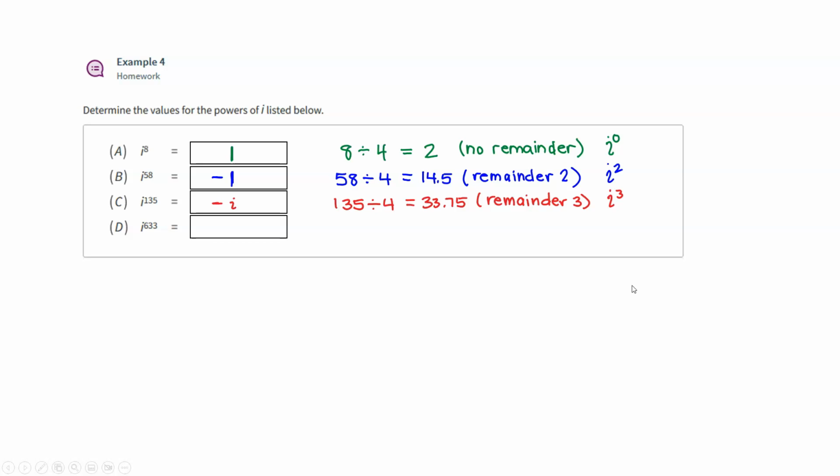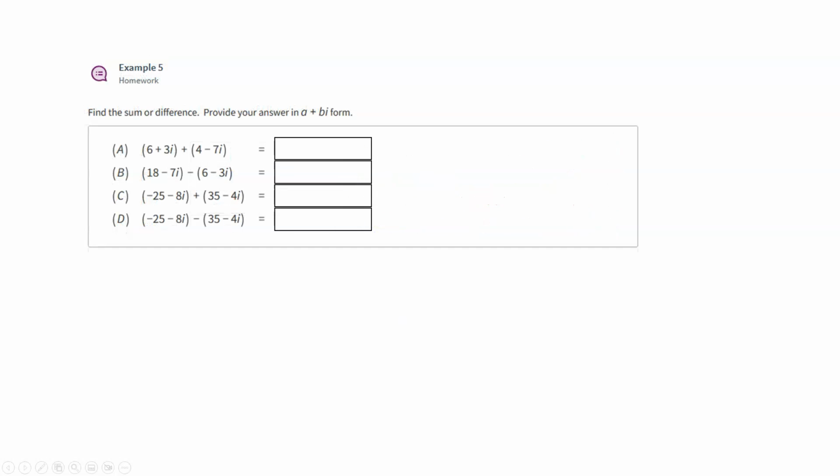And lastly, i to the 633 power, you get 633 divided by 4, you get 158.25, which means you have a remainder of 1. That means you have i to the first power, or just i, and that's what the answer is, it's just i. For example 5, you were asked to add or subtract these various complex numbers.